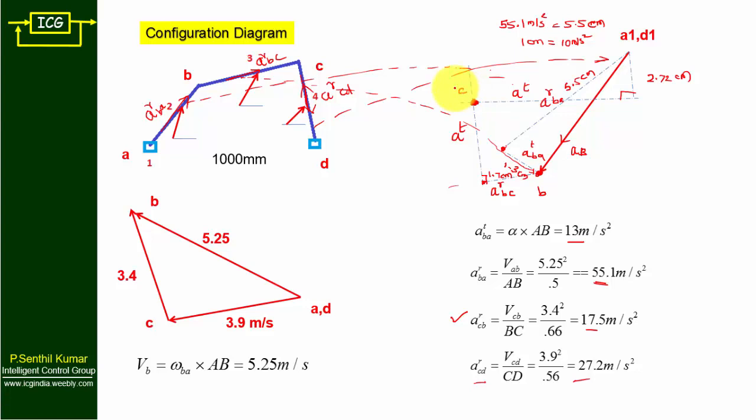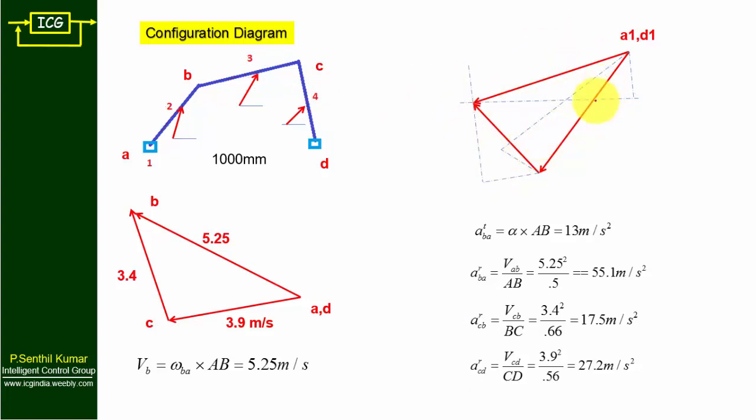Now connect A, B, C, D. So these are the true accelerations. If you want the true acceleration of BC, this is BC. If you want the true acceleration of CD, this is CD. Okay, let me erase everything. I will show you only the true components. This is B1, C1. Since D is fixed, this is AC, this is ABC, and this is AB. These are the true acceleration components of the given 4-bar mechanism.